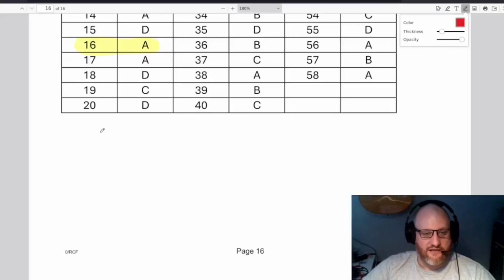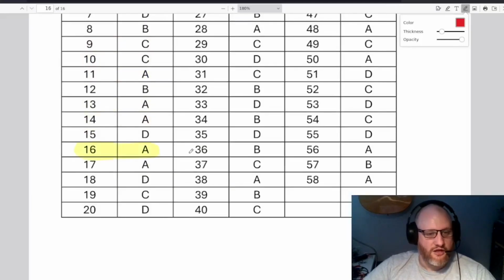So let's go and check out the answer key, see if we got that right. And we see yes, of course, for question 16, the answer is indeed A.